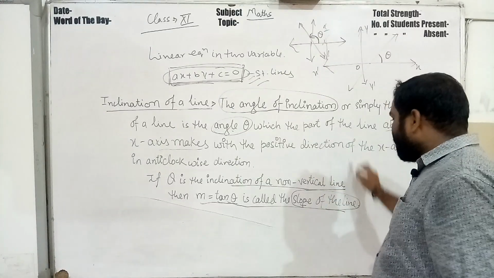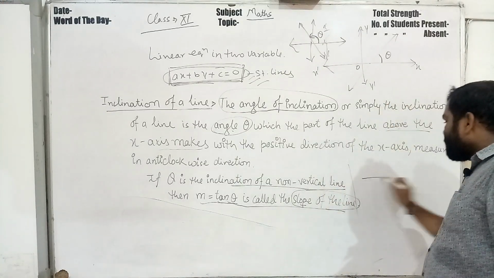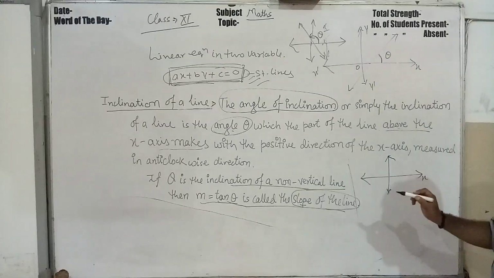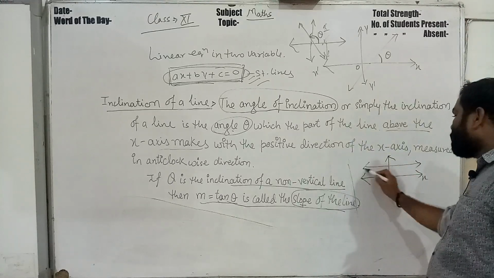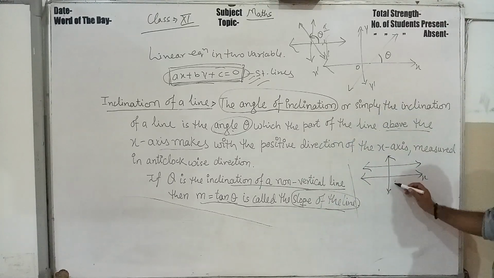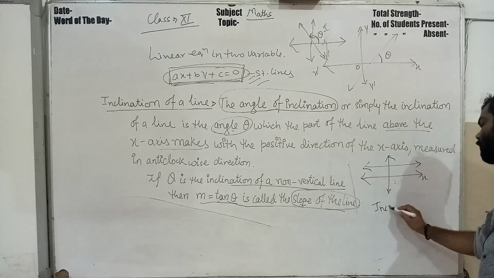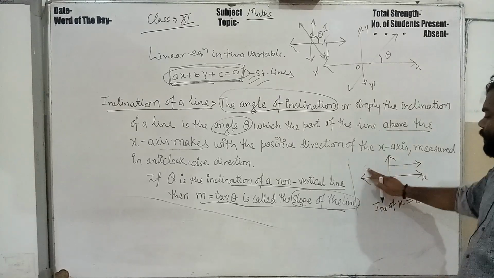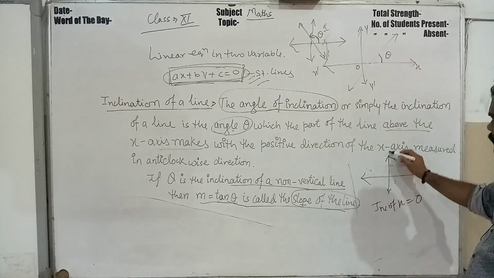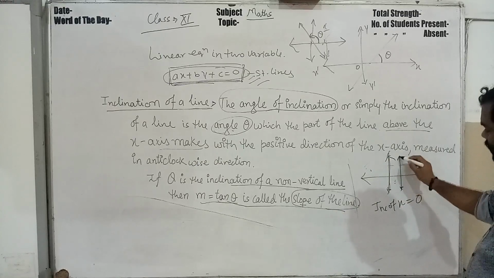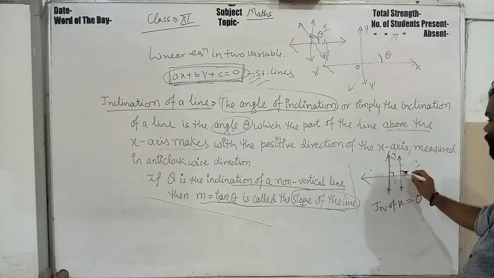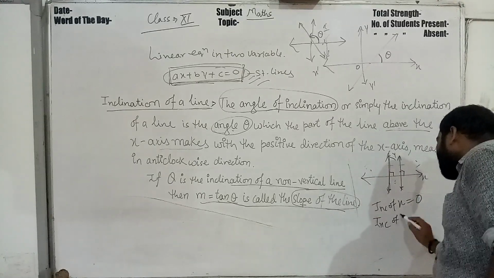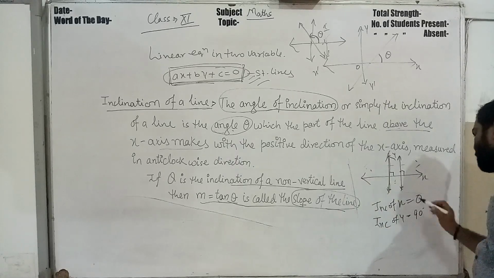Suppose we have to find the inclination of the x-axis or a line parallel to the x-axis. The line which is parallel to the x-axis does not make any angle with the x-axis, so the inclination of the x-axis is 0. What about the inclination of a line parallel to the y-axis, or the y-axis? The line parallel to the y-axis or the y-axis is perpendicular to the x-axis, so the inclination of the y-axis is 90 degrees.